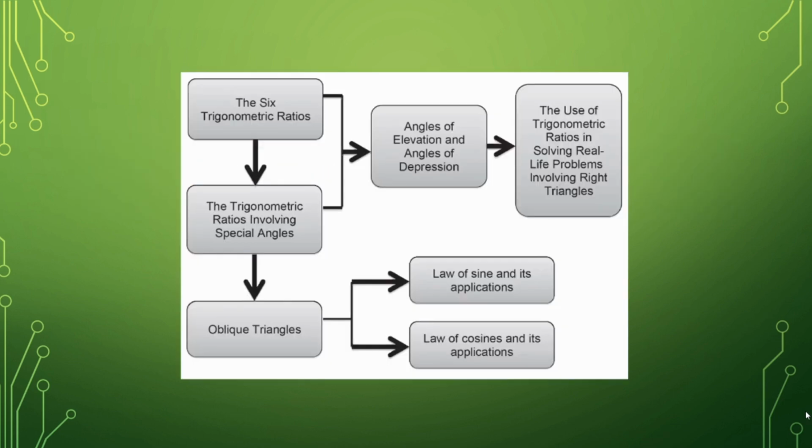For this fourth quarter, we're going to have the six trigonometric ratios, including the trigonometric ratios involving special angles. We're going to have the angles of elevation and angles of depression, as well as the use of trigonometric ratios in solving real-life problems involving right triangles. The other topic is oblique triangles, where we're going to have the law of sines and its application, plus the law of cosines and its application.